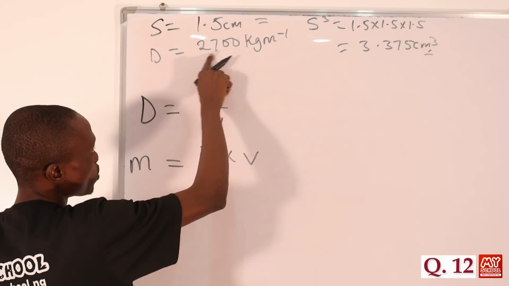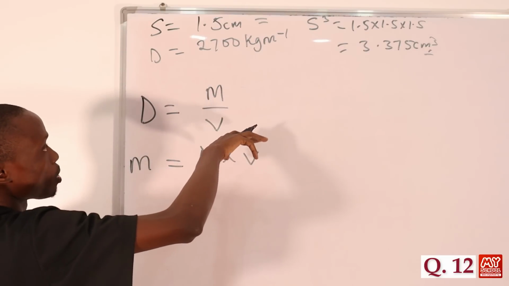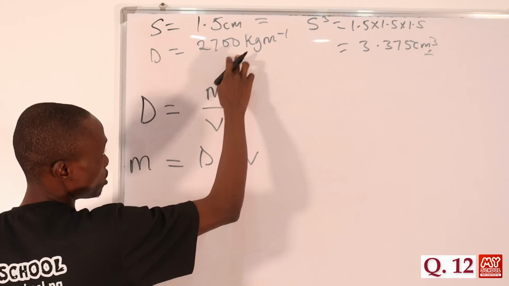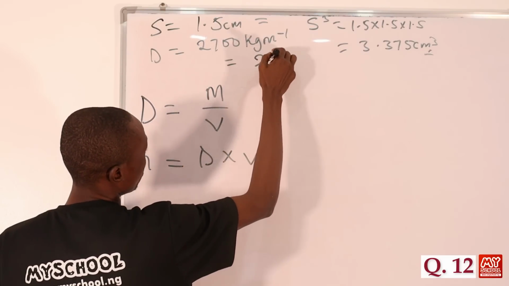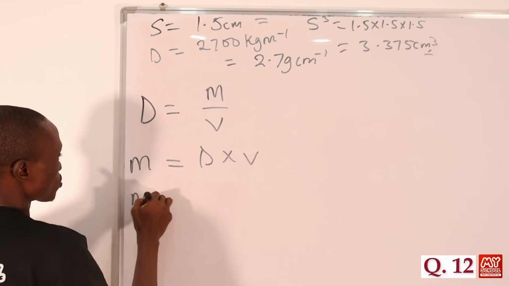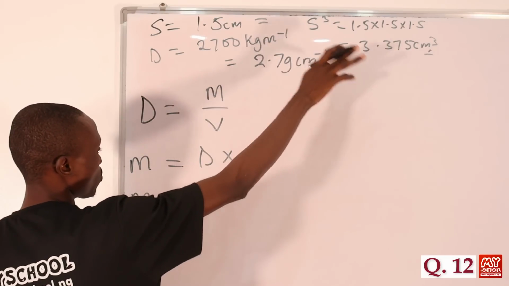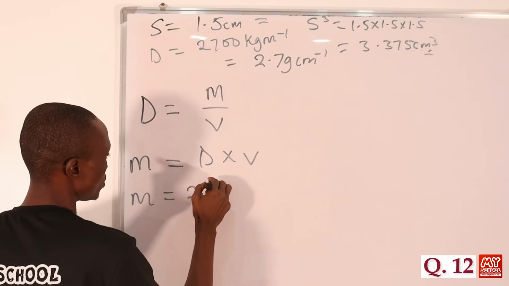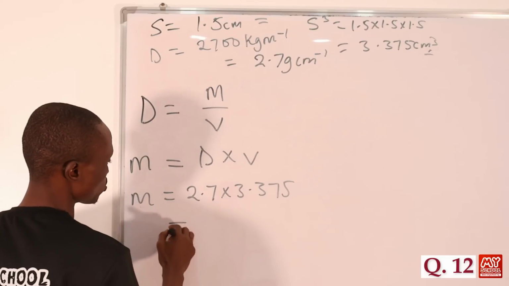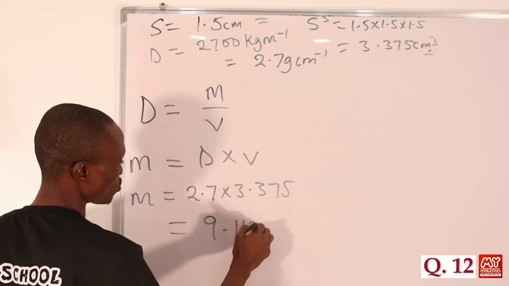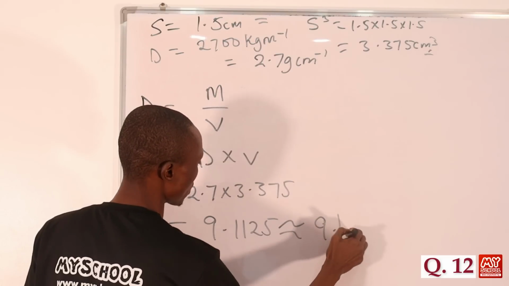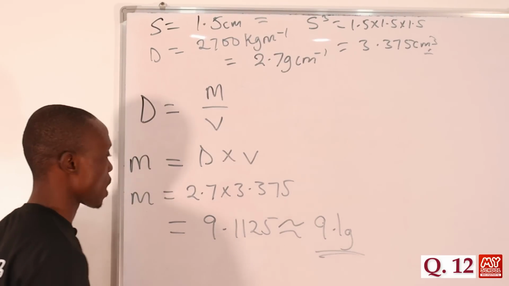Now this density, we have to convert it to gram per centimeter cube by dividing by 1000. If we divide this by 1000, we're having 2.7 grams per centimeter cube. Since we are looking for mass, we just multiply our new density with the volume. So we're having 2.7 times 3.375, and this will be equal to 9.1125. So this will be equivalent to 9.1 grams, since we are looking for the mass of the aluminium.